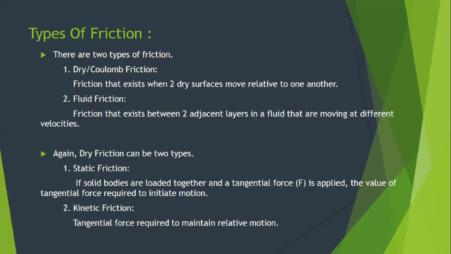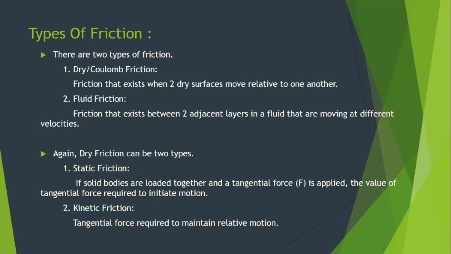Now, friction can be of two types, dry friction and fluid friction. Dry friction is friction that exists when two dry surfaces move relative to one another. It is also known as Coulomb friction. Fluid friction is friction that exists between two adjacent layers in a fluid that are moving at different velocities. And dry friction again can be of two types, static friction and kinetic friction.